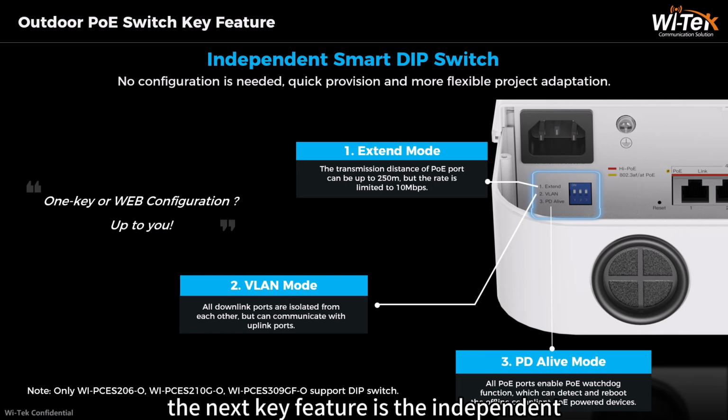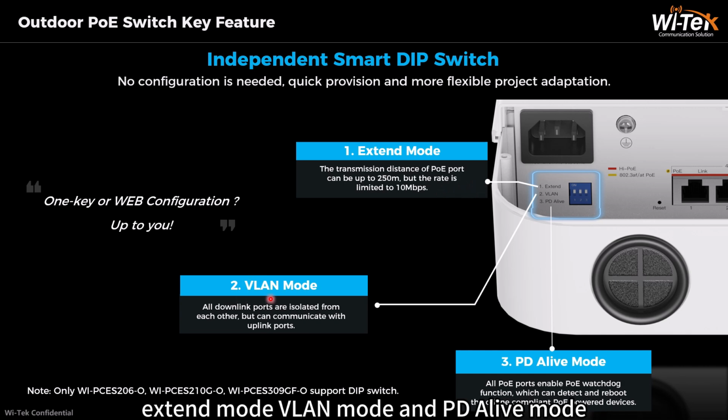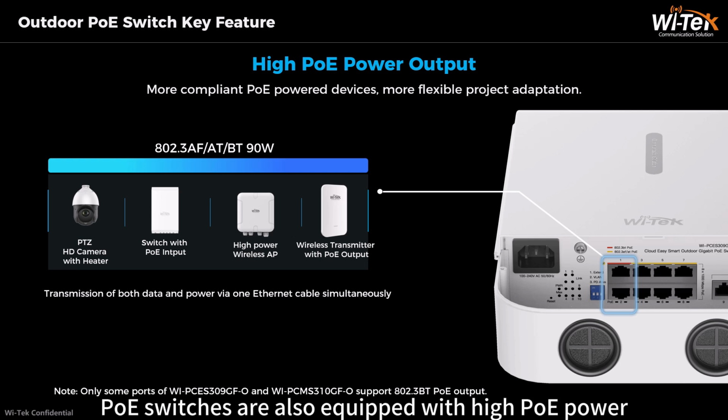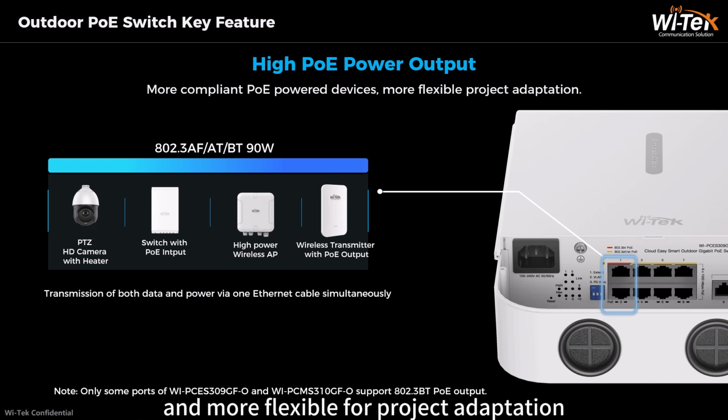The next key feature is the independent smart dip switch. Through one simple dip switch, you can finish the configuration of your switch. The working mode can be configured to include extend mode, VLAN mode, and PD alive mode. Outdoor PoE switches are also equipped with high PoE power output that makes them more compliant with PoE-powered devices and more flexible for project adaptation.